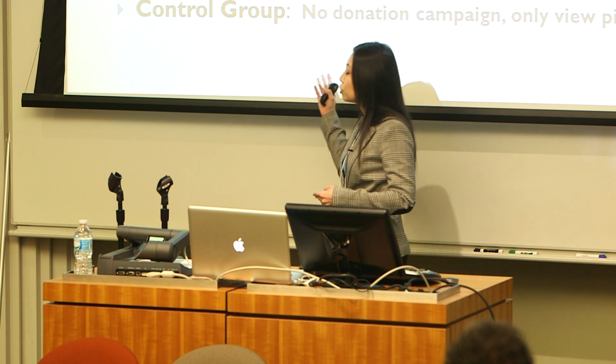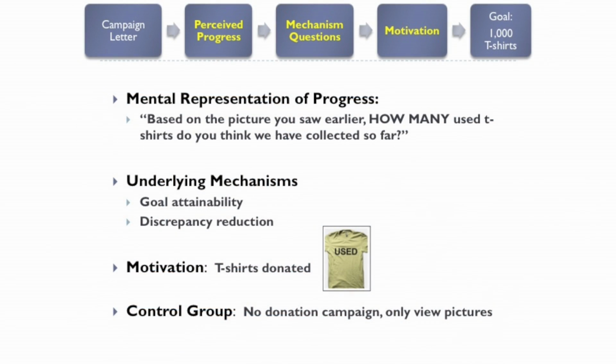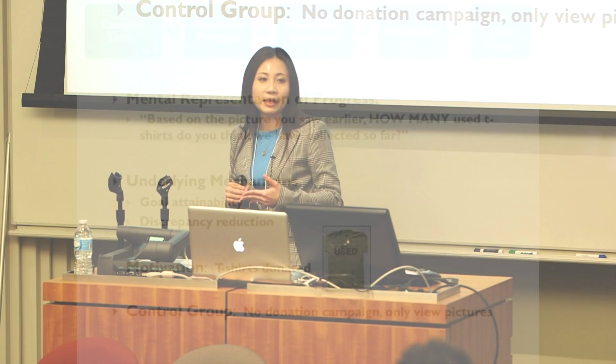I also included a control group in this study. Basically, the people in the control group don't know about any campaign. They just look at the pictures like you just saw and try to estimate as accurately as possible how many t-shirts there are in the picture. And I just use their number as a comparison to know whether the people in the campaign condition exaggerate or downplay the progress we have made so far.